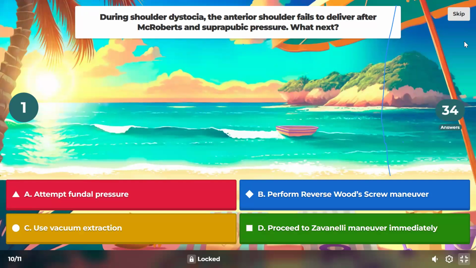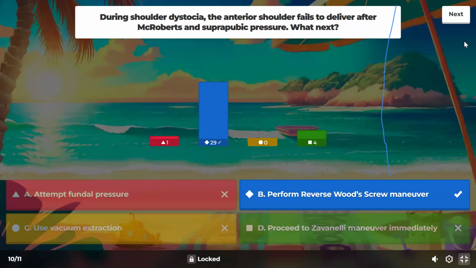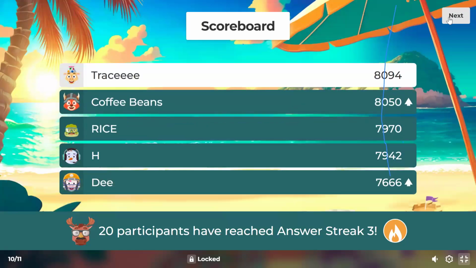Thank you guys for your responses. So yeah, the next step will be to perform a reverse wood screw maneuver. Zavanelli comes way after, yeah? So let's see how it goes. Trace is still on top, Coffee Bean is improved, and Rice is third. So our final question.